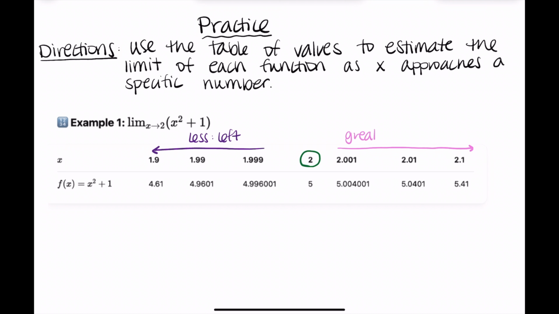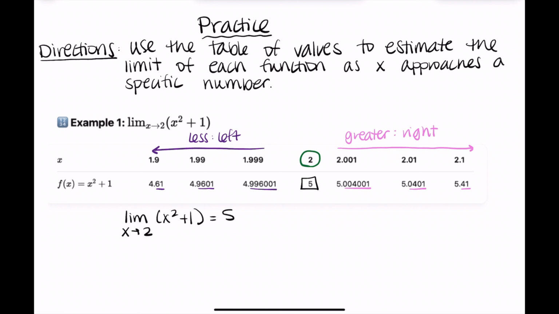Looking at the values approaching it from the left, the smallest value is 1.9, and when we plug in 1.9, we get 4.61. When we plug in 1.99, which is getting closer to 2, we get 4.9601. And when we plug in 1.999, we end up getting 4.996 and change. Now looking at the values from the right, when we plug in 2.1, we have 5.41. When we plug in 2.01, we get 5.0401. And then 2.001, we get 5.004 and change.